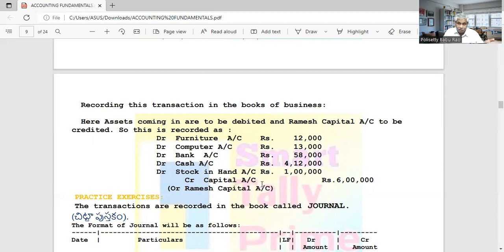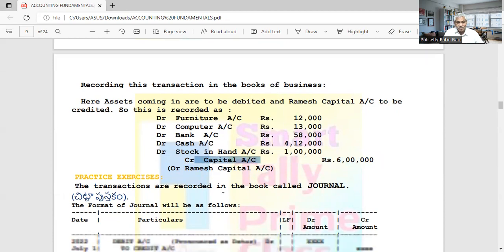Sometimes if there is more than one owner, it is called a partnership firm. In the case of a partnership firm, every partner will have a capital account. In such a case, you cannot write just capital account for everyone. So we have to add the name definitely in the case of partnership. But in the case of a single proprietor, we can write simply capital account or we can write with the name also. So Ramesh capital account.